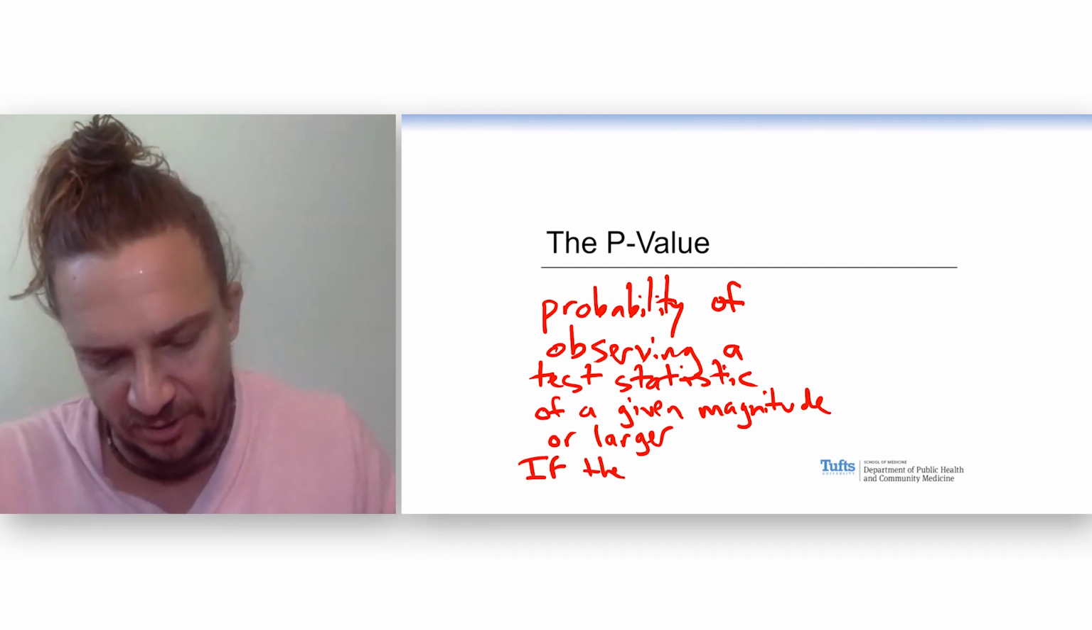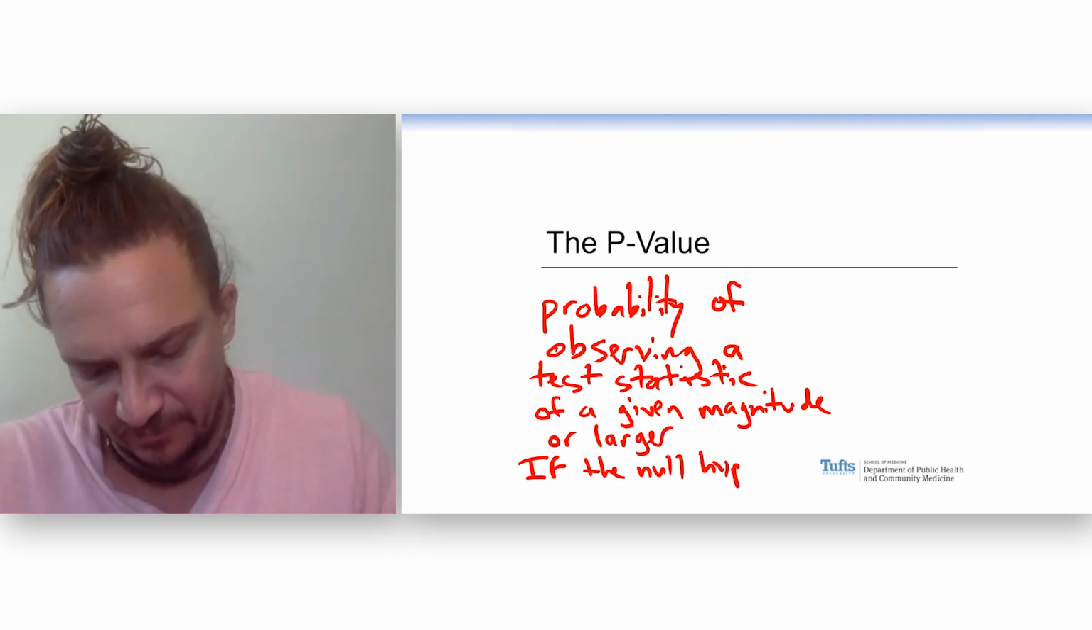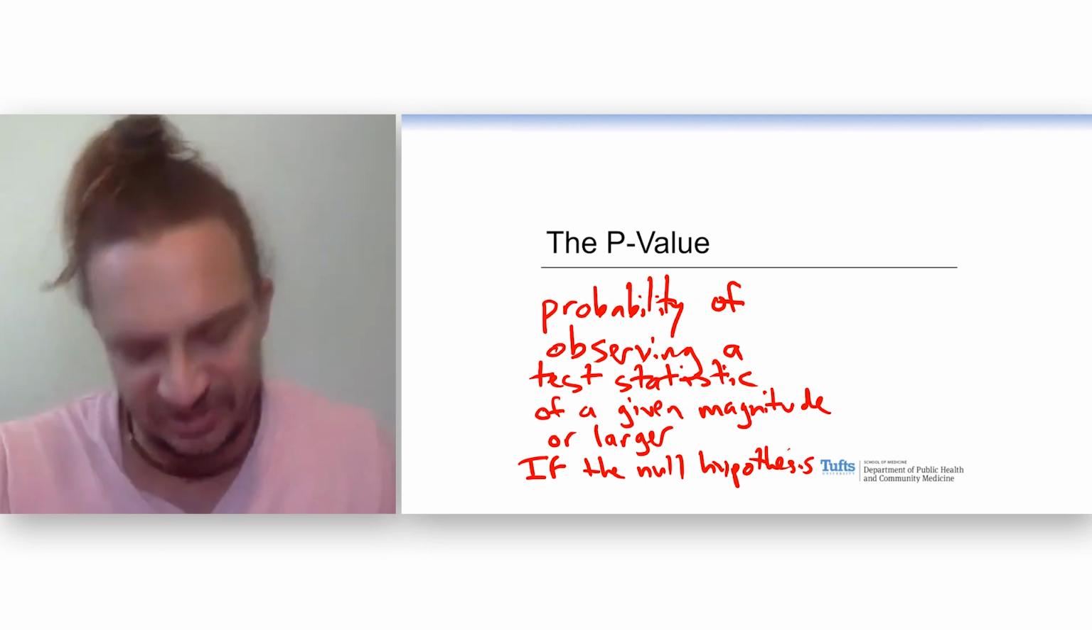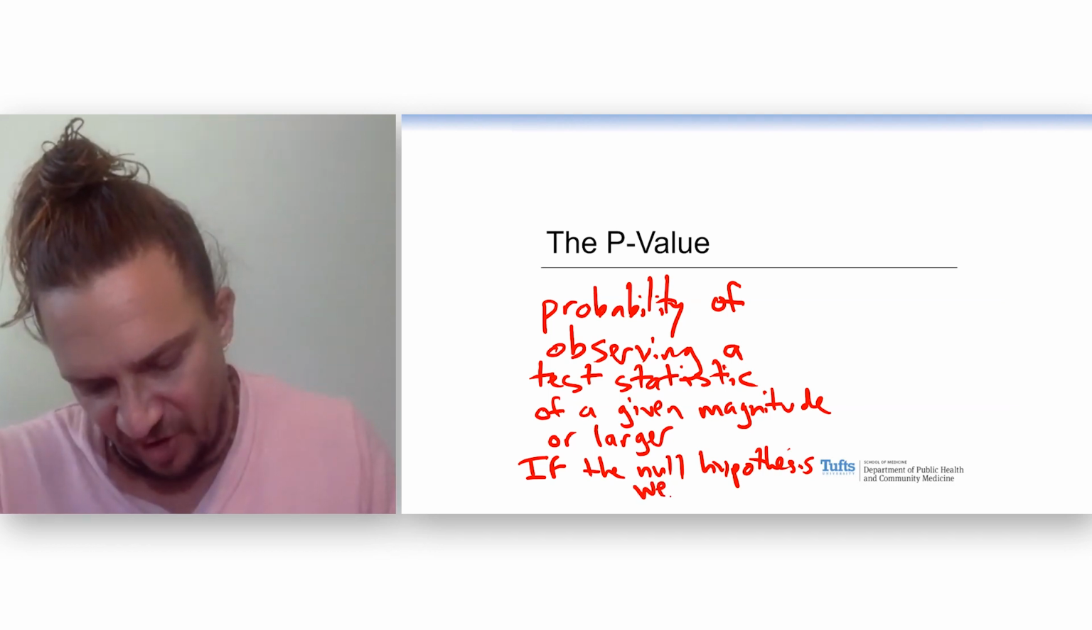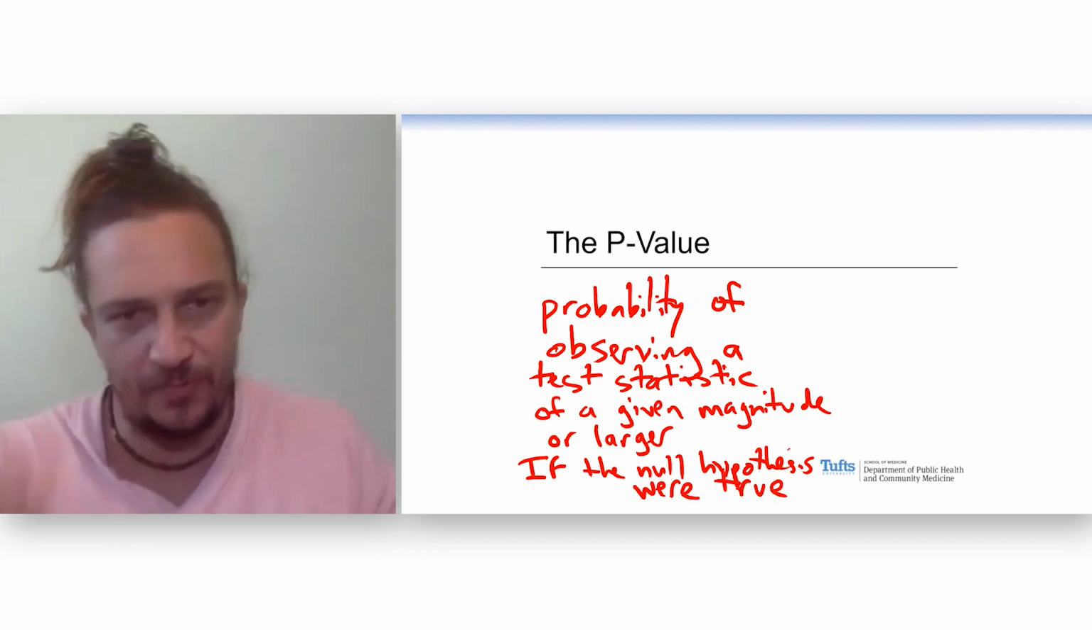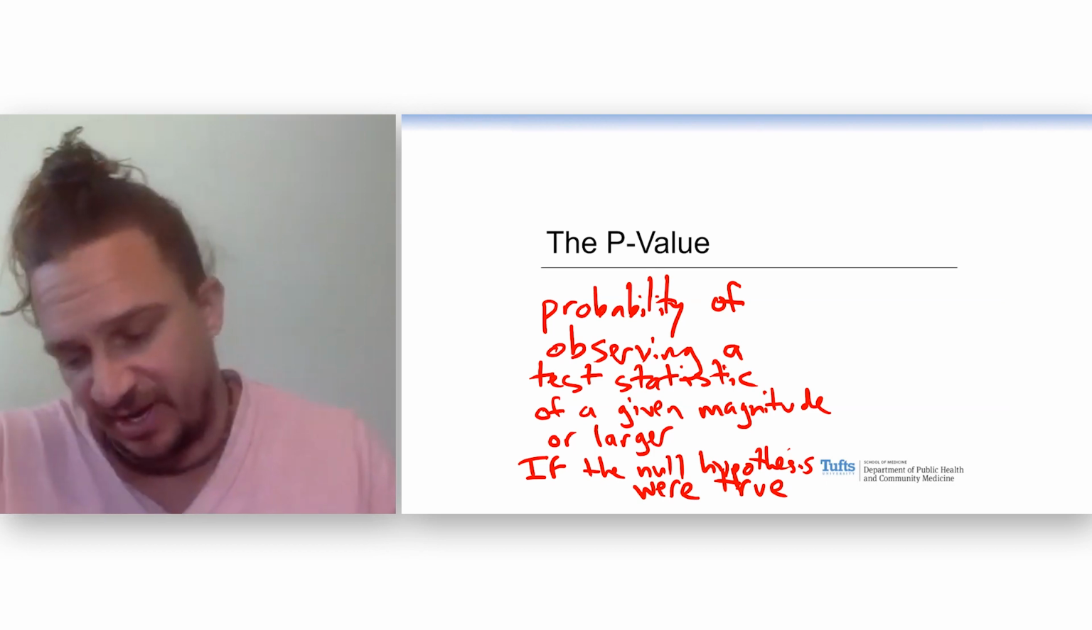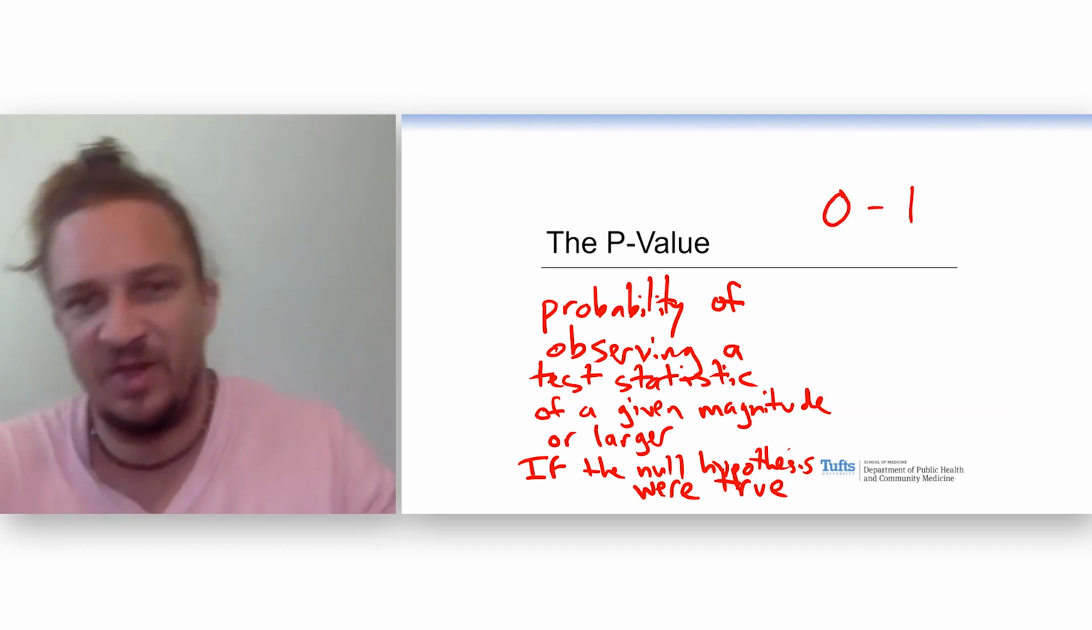the null hypothesis is true. If the null hypothesis were true. So we know that it's a probability. It's going to be something between 0 and 1.